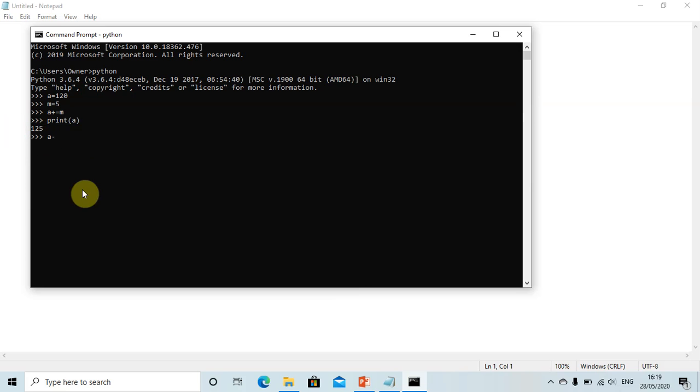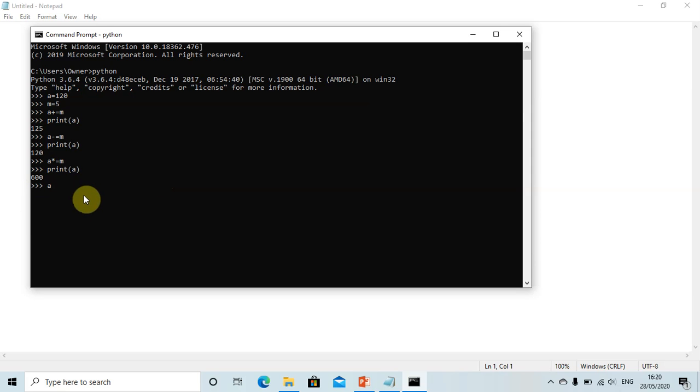Let us try our second operator, a minus equal to m. Remember that we are not changing the value of m, we are just changing the value of a. So a minus equal to m, which means a equal to a minus m, which means a equal to 125 minus 5. So that should give us 120. Let us print a. Okay, it is giving us 120. Our next operator is the multiplication assignment operator. What this means is basically a equal to a into m. So it will be 120 into 5, which will give us 600. Let us check what it is giving us. Yes, it is giving us 600.